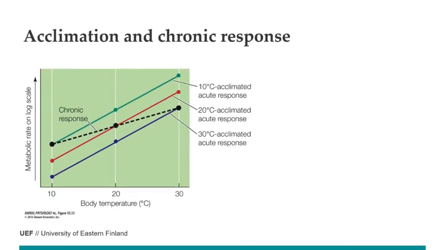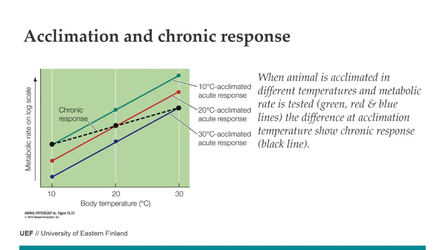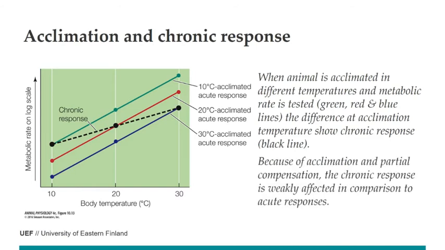Well, we can also understand it a little bit differently. So you can put the animals at several different temperatures and test them at different temperatures also. So then compare, okay, what is the metabolic rate at their acclimation temperature? And you can see that the black line showing the chronic response, its steepness is less than in these acute responses. So they are modulating their body functions depending on the temperature.